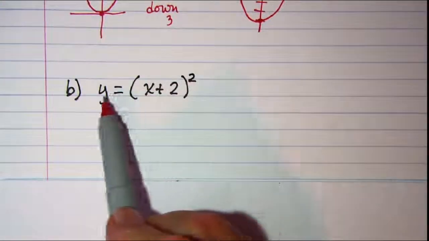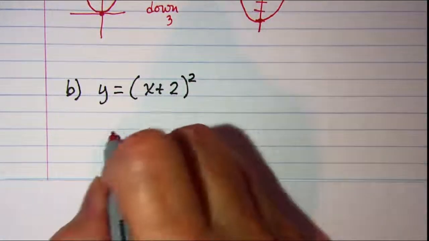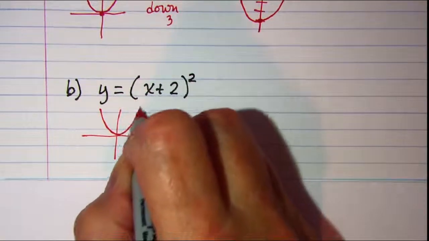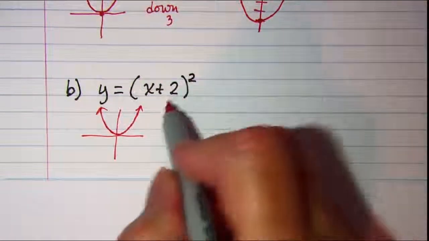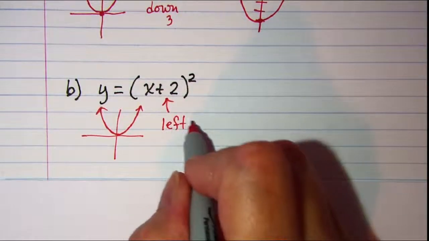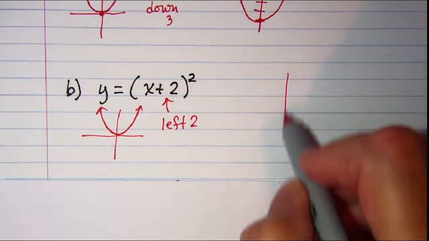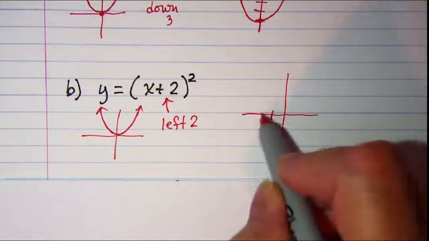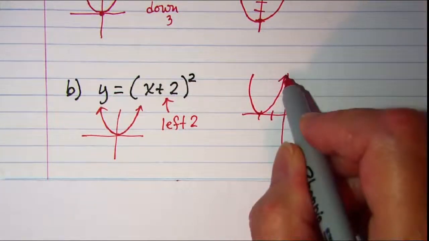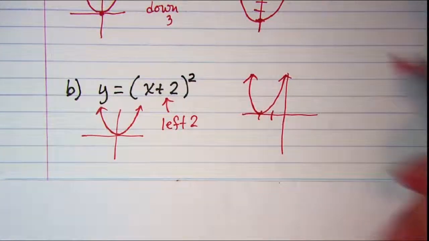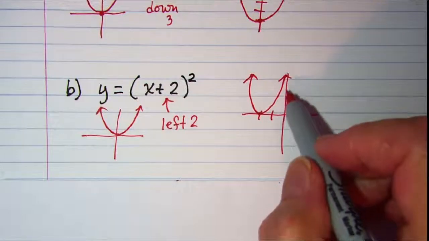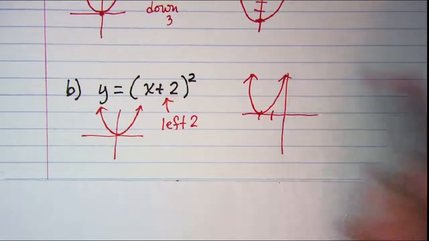This one also is a y equals x squared graph. So the basic graph looks like this. But this part makes it go left 2. And so we could sketch that with the vertex left 2. Now if you needed more accuracy, you could let x equal 0 to find where it intercepts the y-axis as well.